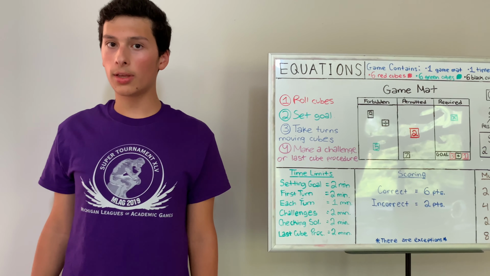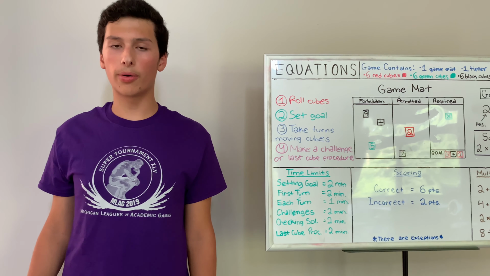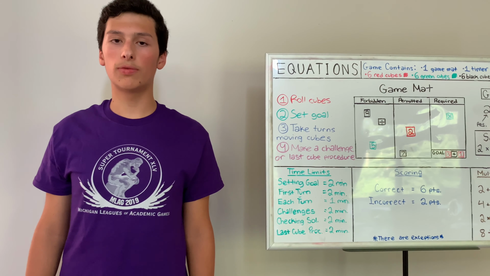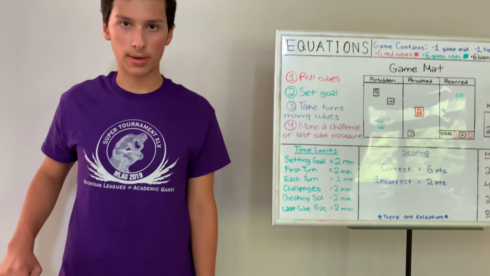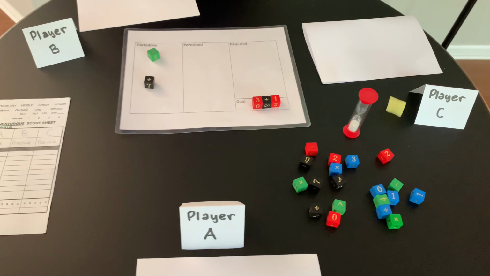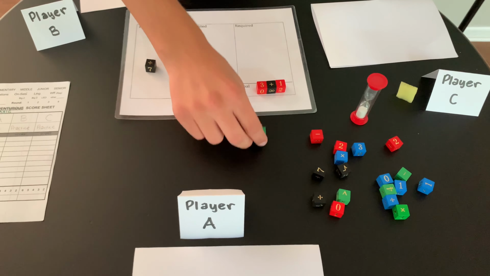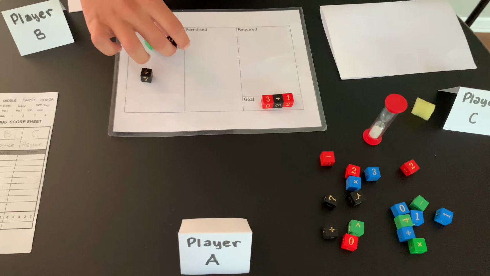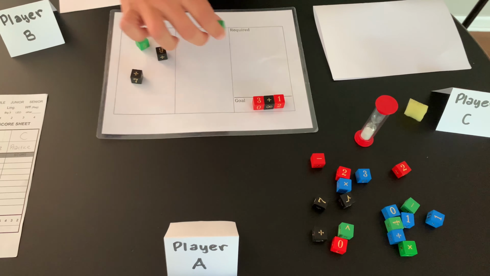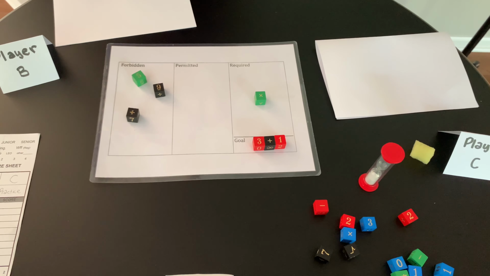Also, one other thing, you can do a bonus move on your turn instead of your normal turn. When you do a bonus move, you can actually move 2 cubes onto the mat instead of 1. Let's say that player C, whose turn it is now, wants to do a bonus move, and they want to move the 9 and the multiplication sign. They say bonus move, and they put at least one of the cubes into forbidden and put the other one in any section they want, which is required.